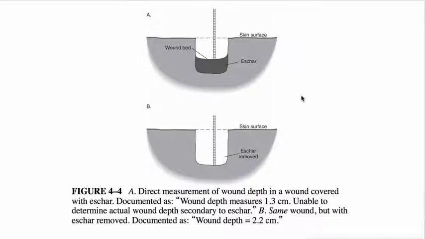So when you do document, document if there is eschar, if you're taking a measurement. So here we have unable to determine actual wound depth secondary to eschar, and they give a measurement.